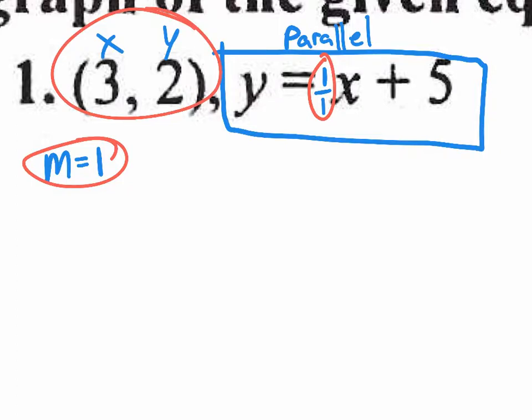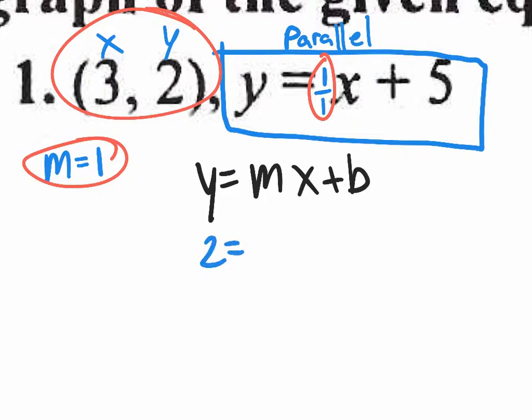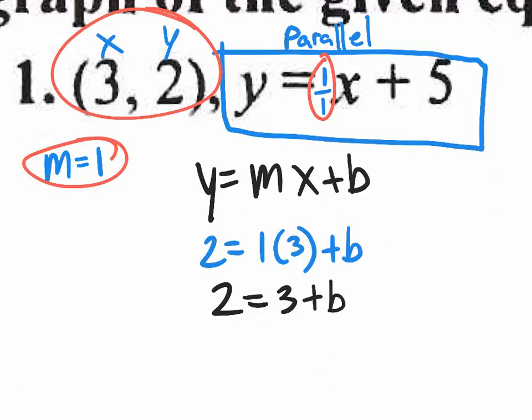So this is from last week. You either do point slope form or you do slope-intercept form. What do you guys want to use? Slope-intercept? So we're going to plug everything into y equals mx plus b, but instead of y, what am I going to write? 2 equals, instead of m, what am I going to write? 1 times x. What's x? 3 plus b. So when we work this out, we're going to have 2 equals 3 plus b, which means that when you solve for b, when you subtract 3 and subtract 3, you're going to get negative 1 equals b. So b equals negative 1.